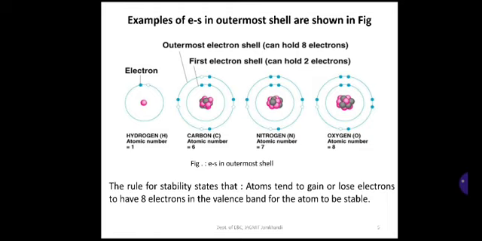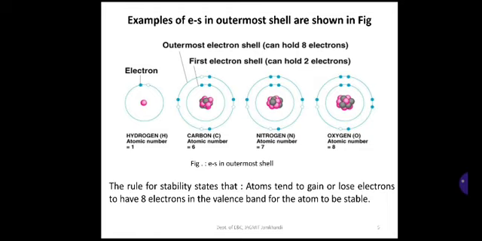Second example, carbon, its atomic number is 6. So there are 6 protons. Then there are 2 orbits. The first orbit can hold only 2 electrons, and the second orbit, the outermost orbit, can hold a maximum of 8 electrons. So in the carbon atom, there are 2 electrons in the innermost orbit and 4 electrons in the outermost orbit. Third example, nitrogen, its atomic number is 7.